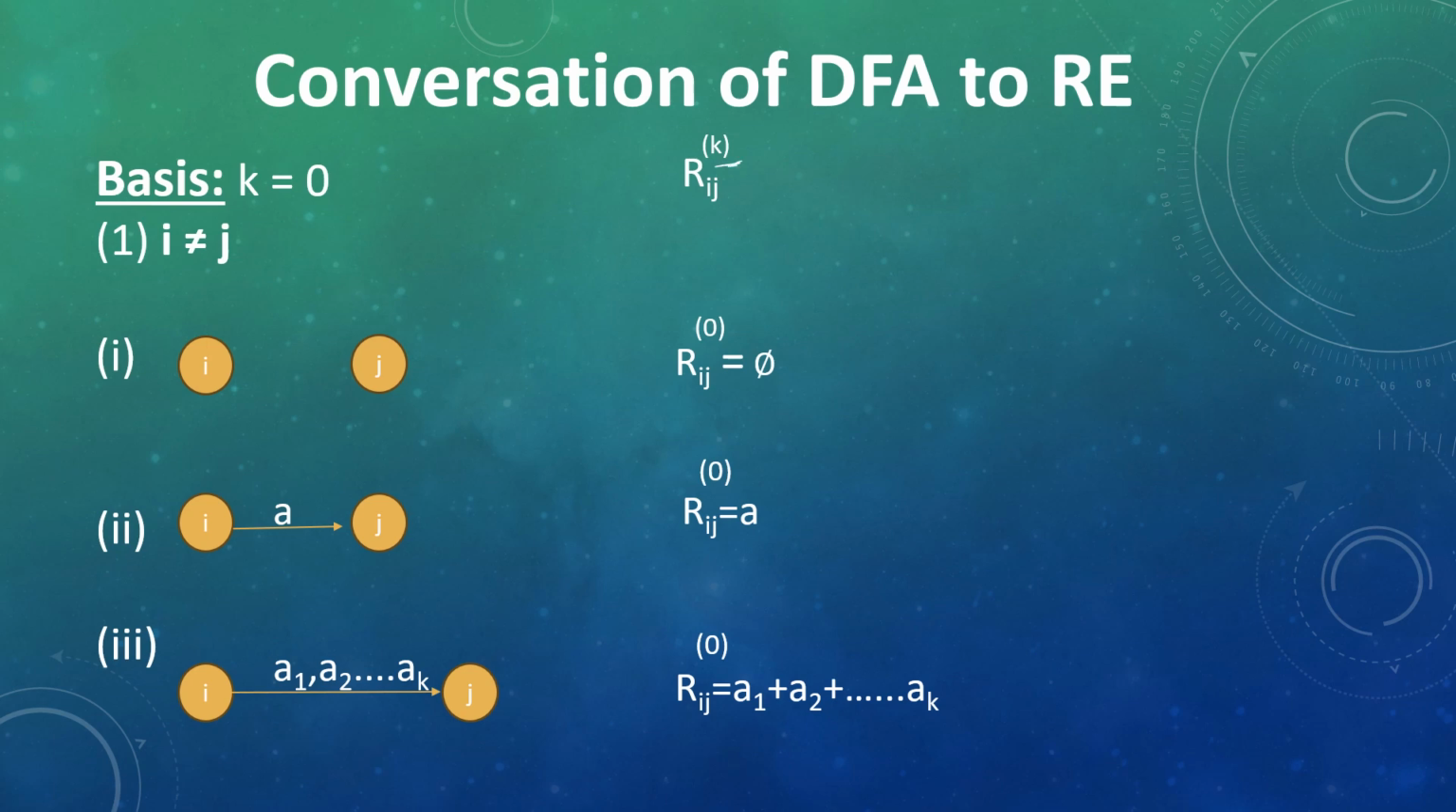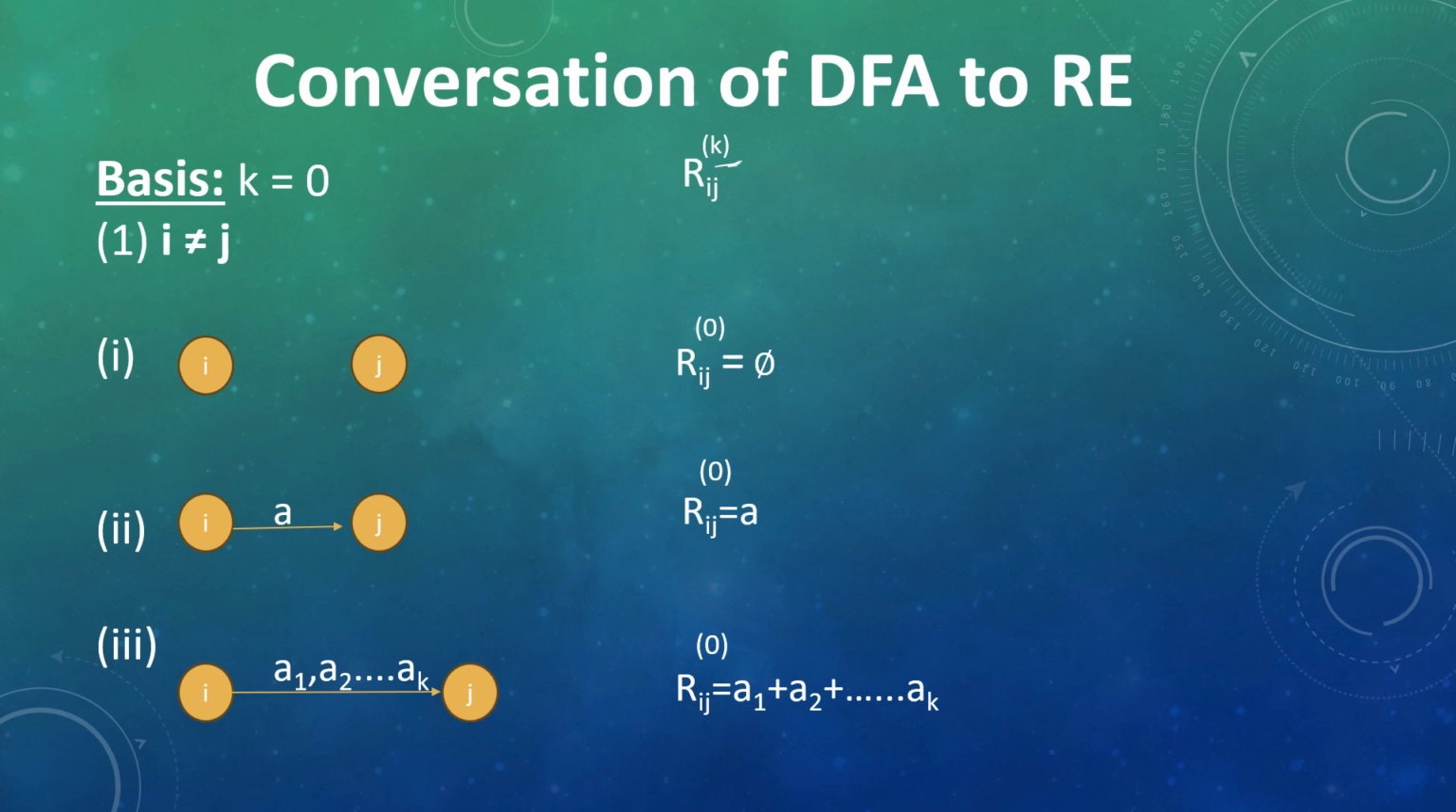Okay, when my K is 0, which means that there is no intermediate state, then I call it the basis condition, the initial state, when K is equal to 0. So when K is equal to 0, we have two cases. All we have is now Rij power K, where K is 0, which is the initial condition. Now I have I and J. Now we have two cases in the basis condition.